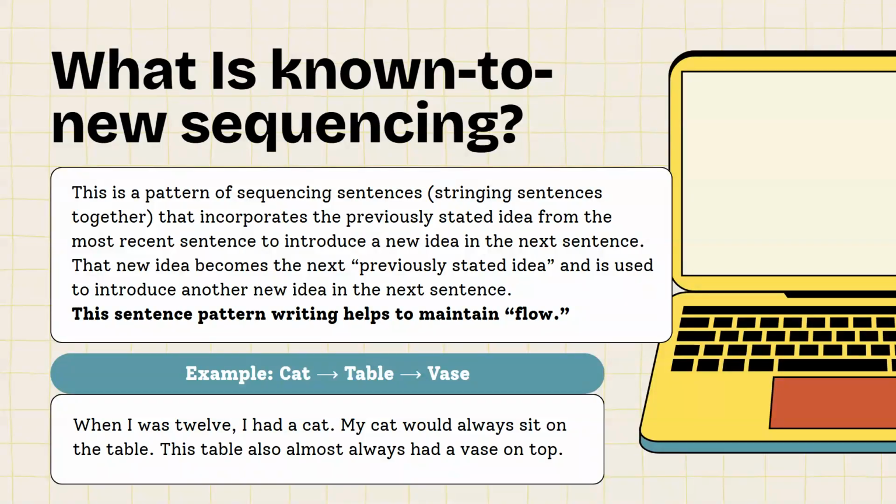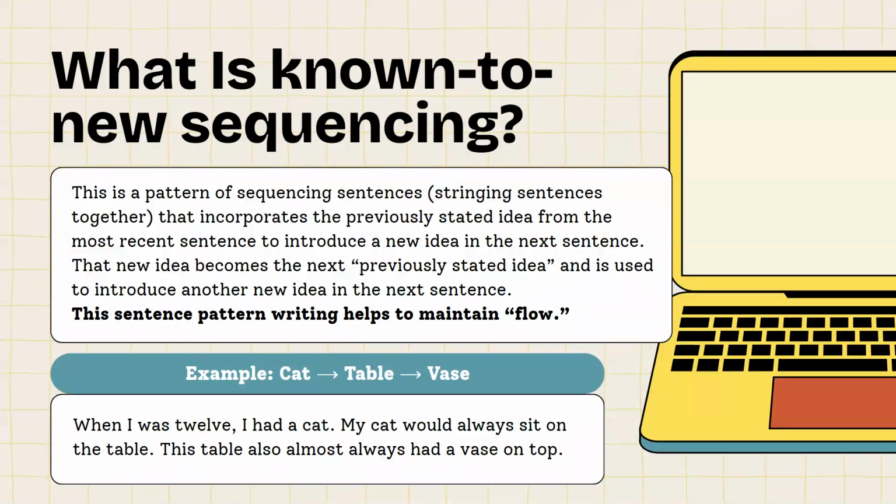Okay, we knew already when we started reading this sentence that you had a cat. Now we know something new about the cat. They sit on the table. Okay, so now what we know, what we've just established, is the cat sits on the table. So we're going to begin with what we know in order to present something new. "This table also almost always had a vase on top." So again, in the third sentence, we knew there was a table. We already knew that. We read that in the second sentence. What is the new piece of information? There was a vase on the table.